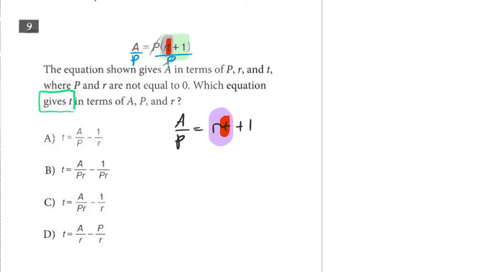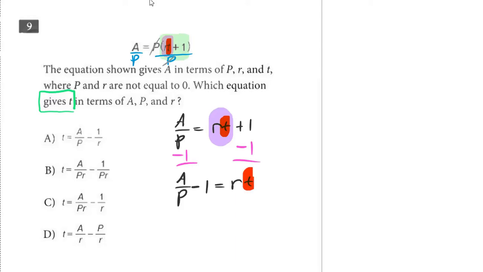So now we've got this group, and the T is in there. So what's happening to the purple group? It's being added with 1. So what's the opposite of that? To subtract 1. So now we've got A over P minus 1 equals RT. And we're trying to get T by itself.